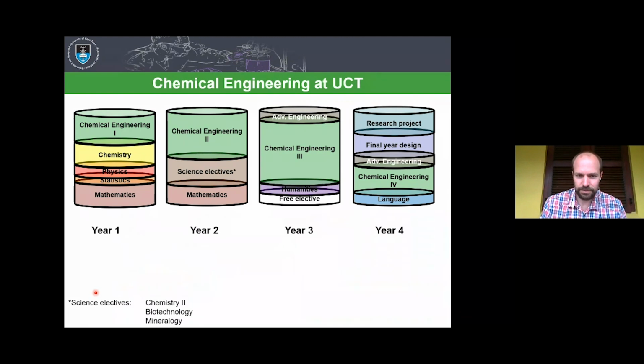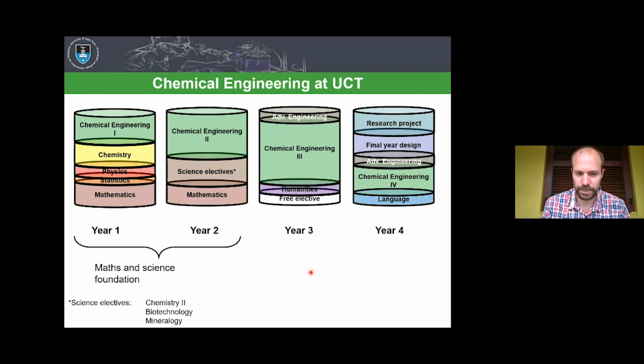So to give you some idea of how we build up the degree, the green boxes are actual engineering fundamentals input. The brownish color is maths and a bit of science, and then here you see more sciences, and in the final year there's a big design project and a big research project.